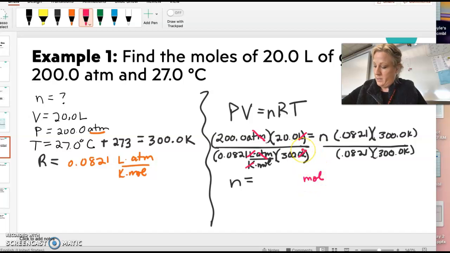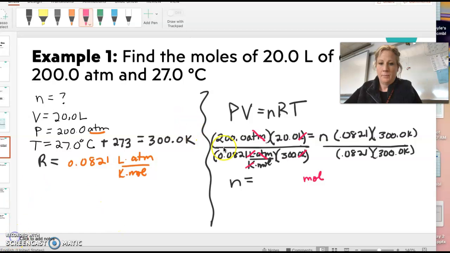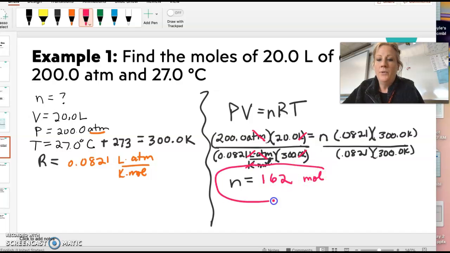So my answer here is, hold on. So my answer is 162 moles. So when you do the sig figs, you can look at your beginning numbers, and I will give you some leeway here. So I'll probably grade you plus or minus a sig fig. So this has 3, 4, and 3, so I went with 3.